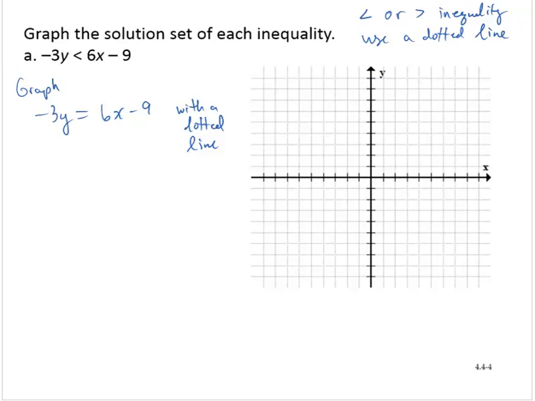Alright, so let's see. This is almost in slope-intercept form. Let me put it in slope-intercept form by dividing each term by negative 3. So then y equals negative 2x plus 3. We'll just use the standard scale here. Let's put some marks here so we know what we're talking about.